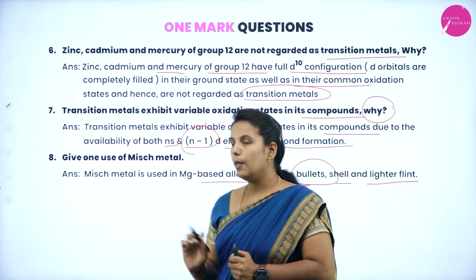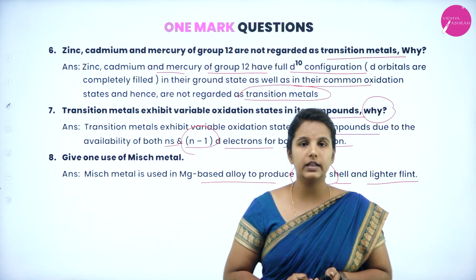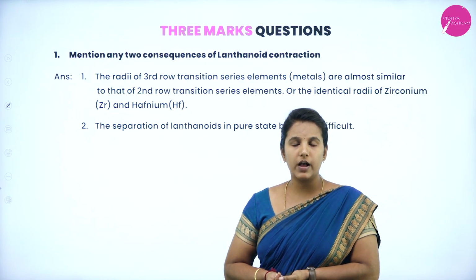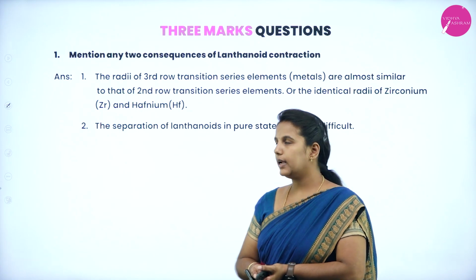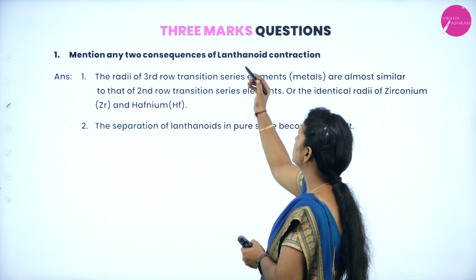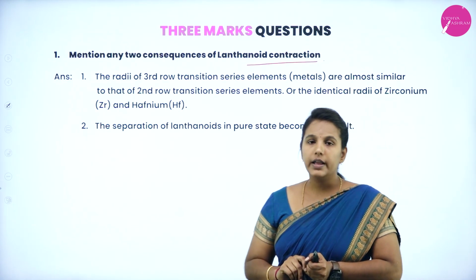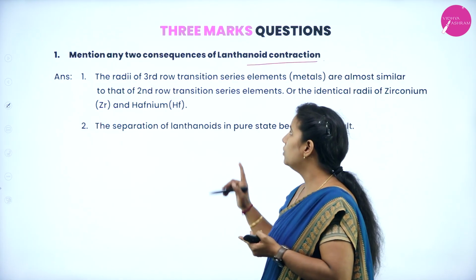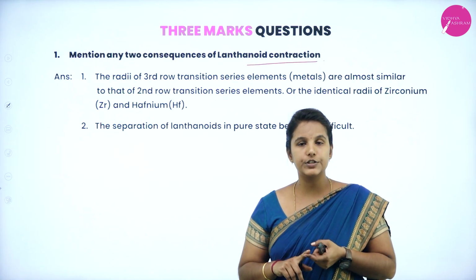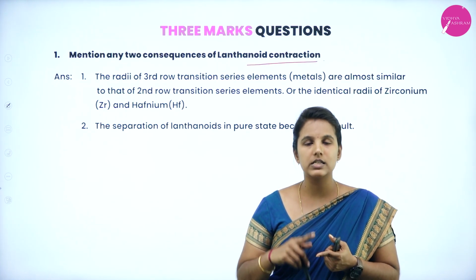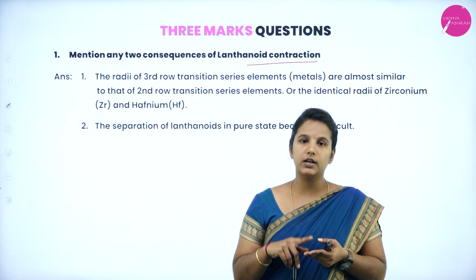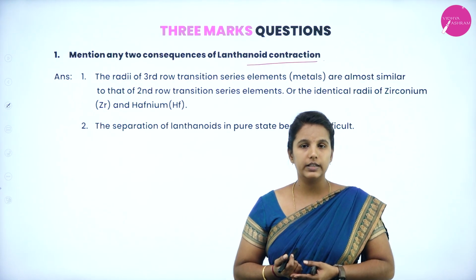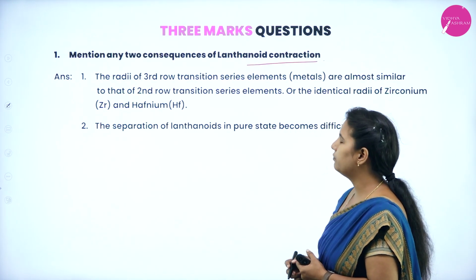These are the more frequently asked questions in the 1 mark part. We'll see the 3 mark questions, because from this unit there is no 5 mark question at all. So we'll go directly to the 3 marks. Mention any 2 consequences of lanthanide contraction. In this part, the consequences and causes of lanthanide contraction, differences between lanthanides and actinides, and the catalytic properties of the transition series are more frequently asked questions in the 3 marks. We'll see how to write the answer.